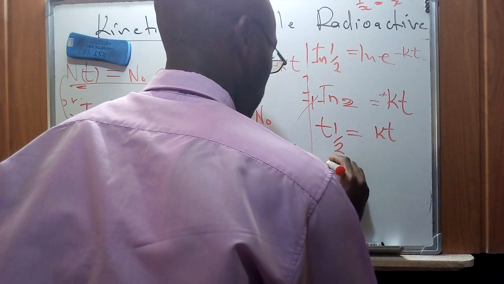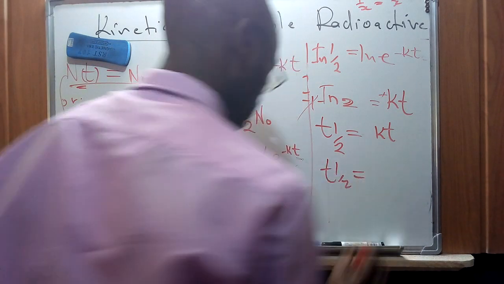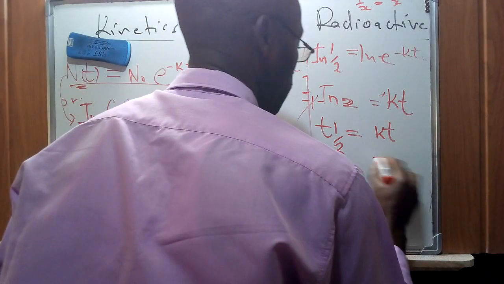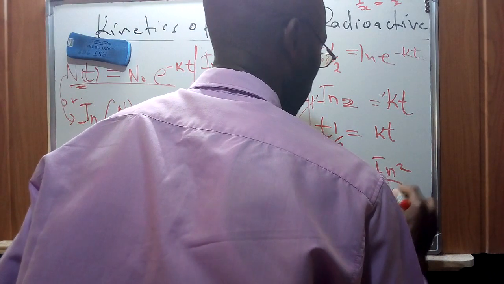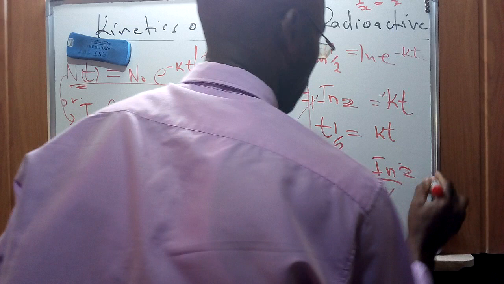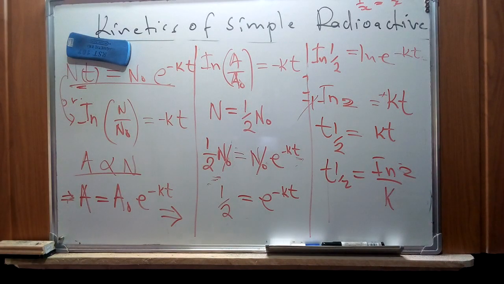So making t the subject of the formula, we are going to have the natural log of 2 over k. This is the natural log of 2 over k. That value we can obtain from our tables of logarithms.